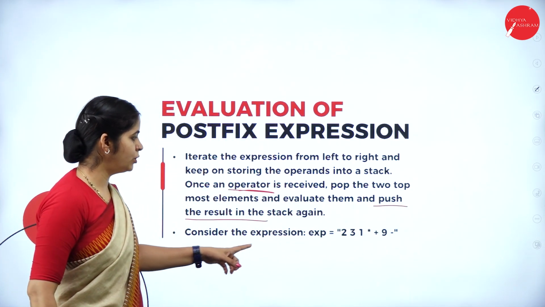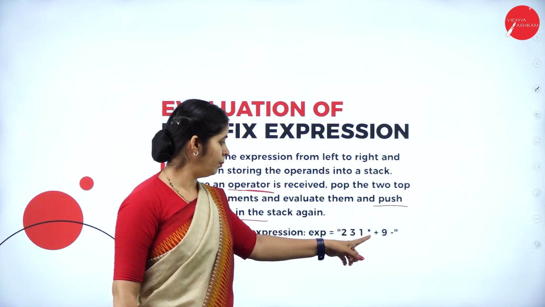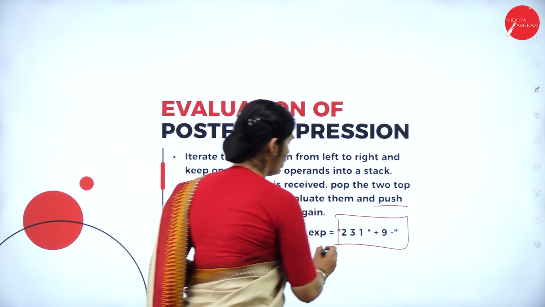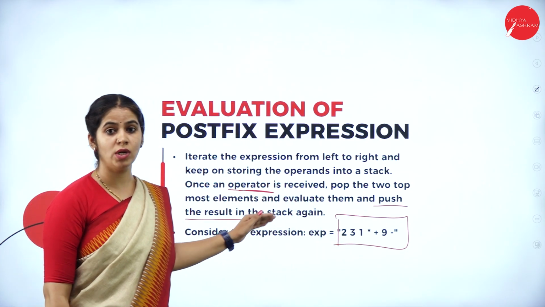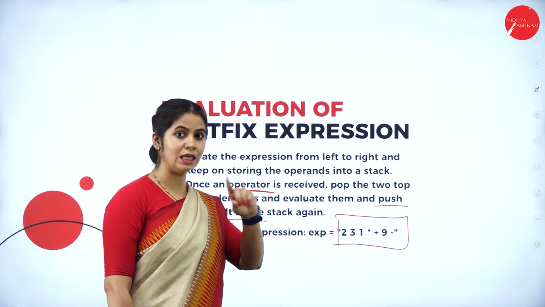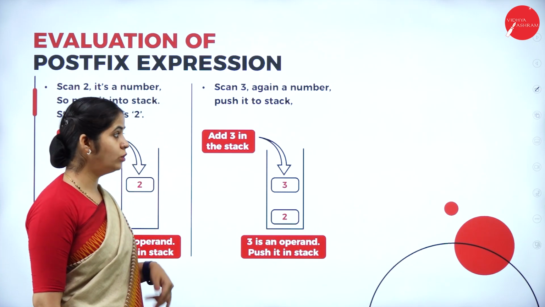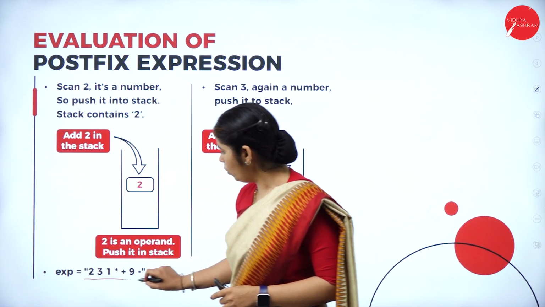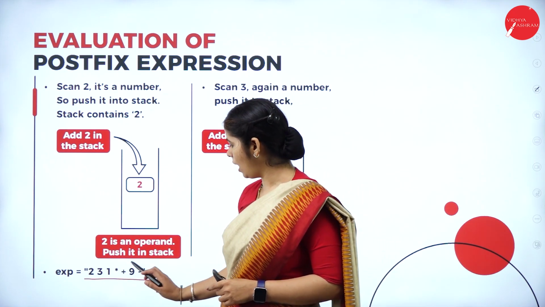So consider the expression 2 3 1 star plus 9 minus. This is a postfix expression, which has to be evaluated to get a single result. Let us see how we are doing it. So what is the expression we are having? We are having 2, 3, 1 star plus 9.